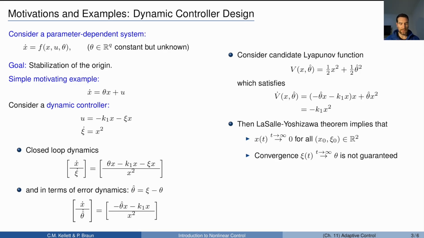But we are only after the stabilization of the origin of our plant, so convergence of psi of t to theta is not necessary in our context.